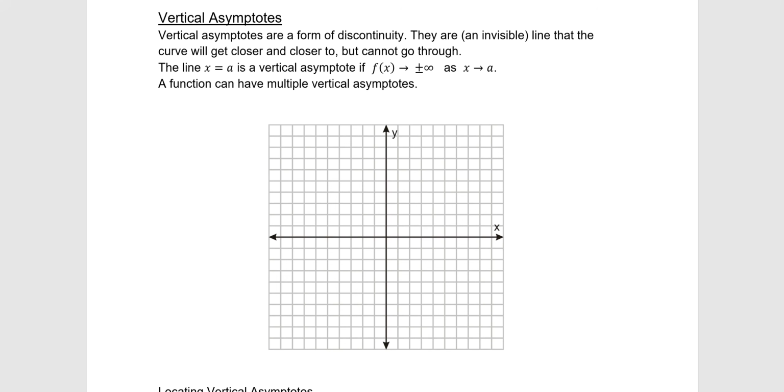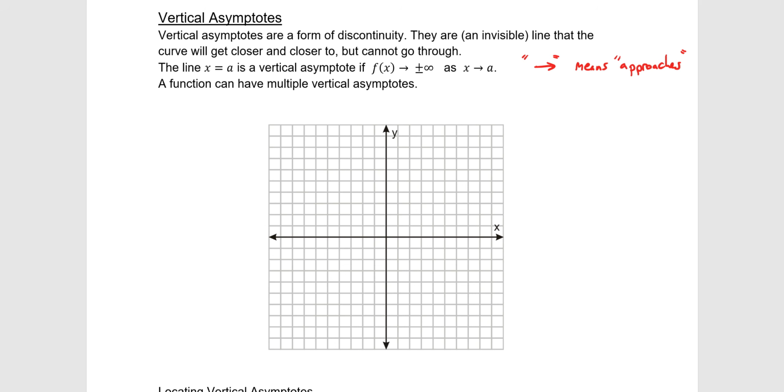A vertical asymptote is a form of discontinuity. It's a line, but once again, it's not part of the graph, so it's kind of like an invisible line that the curve is going to get closer and closer to, but it cannot go through that line. So a curve can never pass through a vertical asymptote, and the real definition of it is: the line x equals a is a vertical asymptote if f of x approaches positive or negative infinity as x approaches that a value.